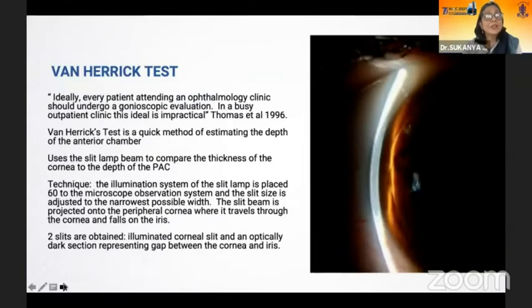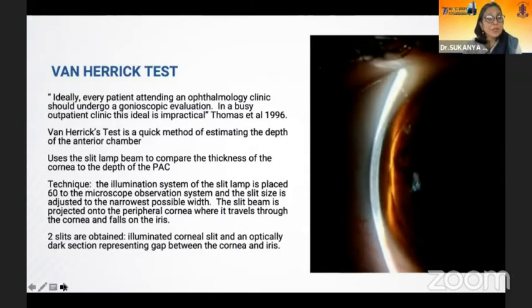In 1996, Dr. Thomas and co-workers remarked, ideally, every patient attending an ophthalmology clinic should undergo a gonioscopic evaluation. In a busy outpatient clinic, this ideal is impractical. So Van Herrick's test is a quick method of estimating the depth of the anterior chamber. It utilizes a slit lamp beam to compare the thickness of the cornea to the depth of the peripheral anterior chamber. Now, we all know how to do this. It's a very simple test.